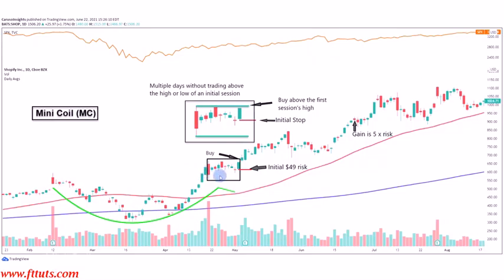Regardless, you ran into some supply, but instead of coming down, you just nested. You just coiled up within this first bar. And when you finally broke out on this day, you had an initial risk of $49, again, on a $700 stock, completely reasonable. And after a few weeks' time, you're sitting at 5 times your risk. So this is another great example of how you could have entered Shopify or used it as a way to pyramid further into Shopify for substantial gains in its bull run.